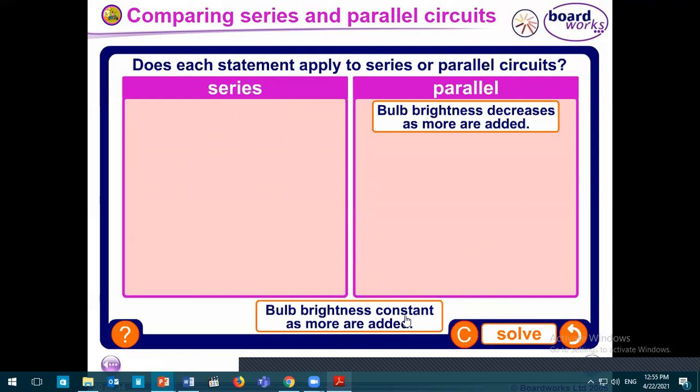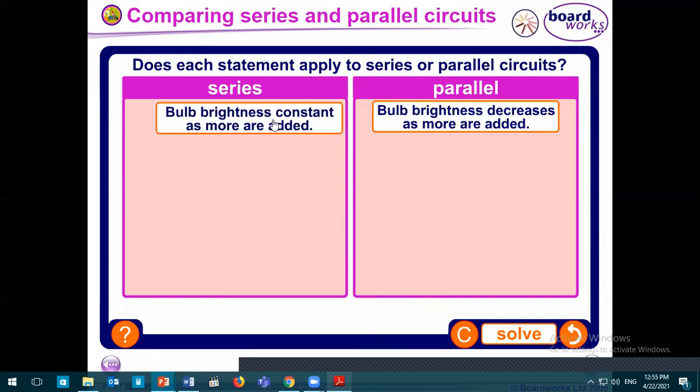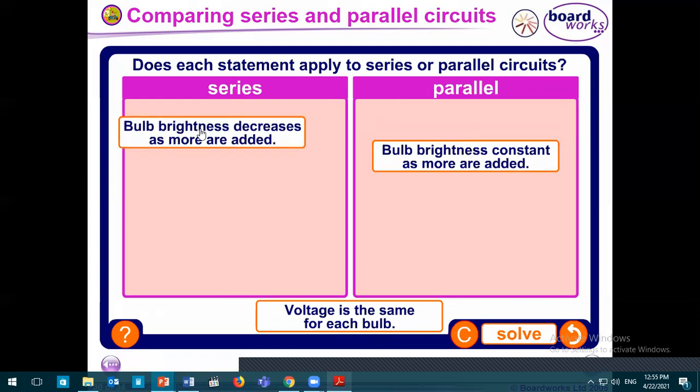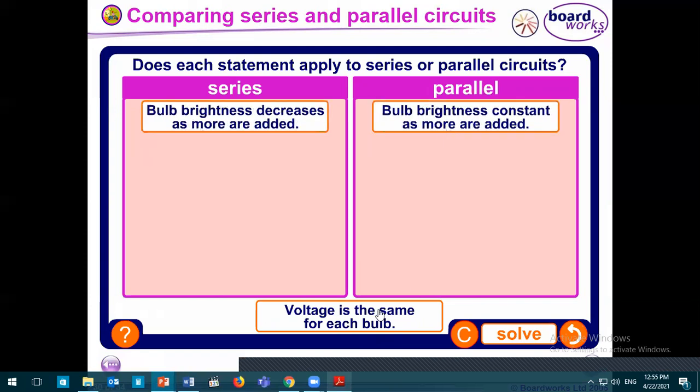Bulb brightness constant, it doesn't change as more are added. Like when I add more, it's still constant. It's not going to change the brightness. Series. Where should I put this? Series or no? I'm actually the one asking here. Do you think that's right, or maybe it's the other way around? I think it's the other way around. Let's check at the end.